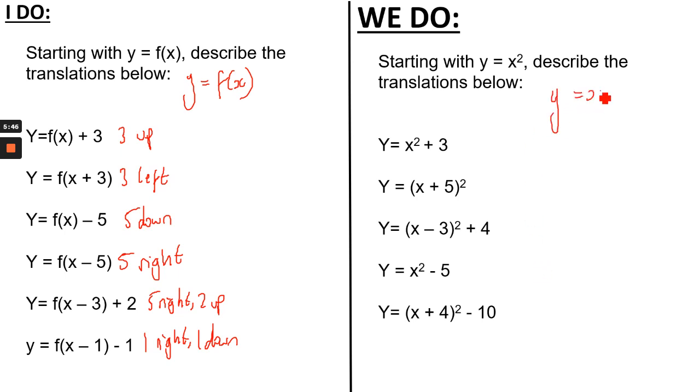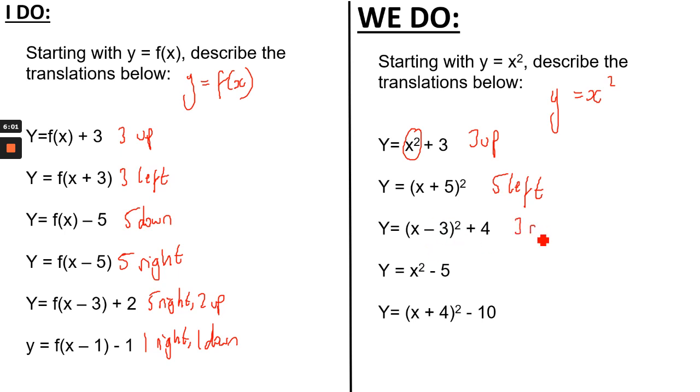So starting with y equals x squared, what have we done here? Well, we've got y equals x squared, and then we've got plus 3 outside of it. So that's just going to move 3 up. This one, we've got x plus 5 squared, so that's just going to be moved 5 left.